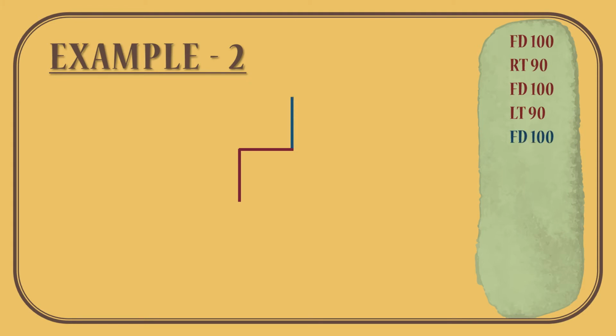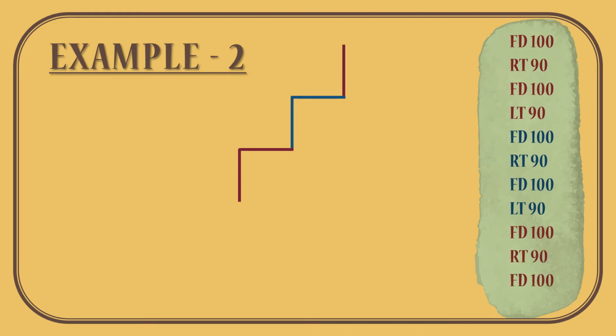FD100, it will draw a line upward. Then RT90 turns the turtle. FD100 draws a line. LT90 turns the turtle towards upside. Now again if I give FD command, it will draw a line upside. Then RT90, FD100 draws a line. Then I'm turning the turtle again upward by typing the LT90. Now see, we are repeating 4 commands, FD100, RT90, FD100, LT90. How many times? 3 times. If you want to continue with this pattern, you can draw as many stairs as you want.